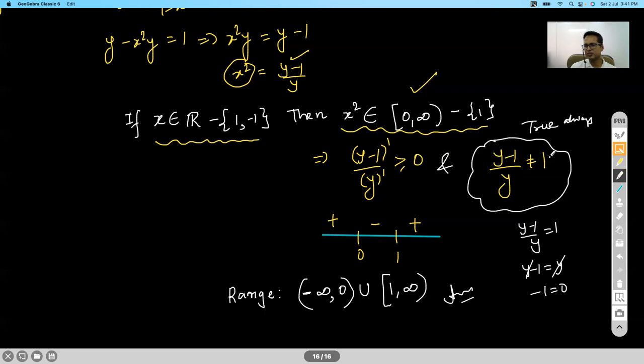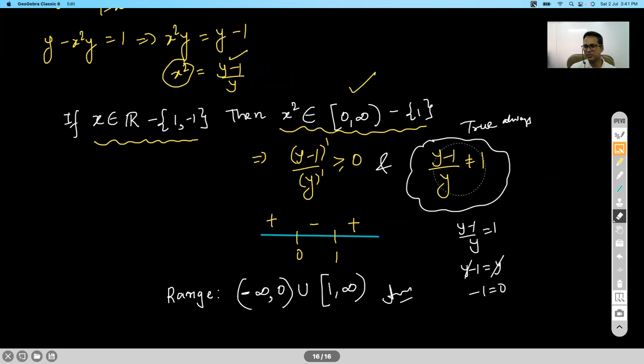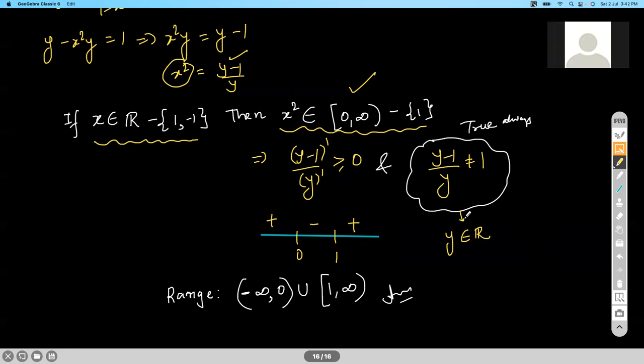And at the same time, it should not be 1. Correct? Yes or no? And y can never be 1. In this case, this expression can never be 1, because if you equate it to 1, you'll end up getting something like this happening. So this will always be true. Another way of looking at it is this will never be 1 for all real numbers. Correct? Yes, sir. I got it.